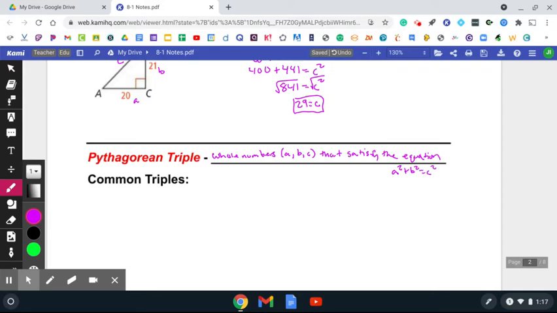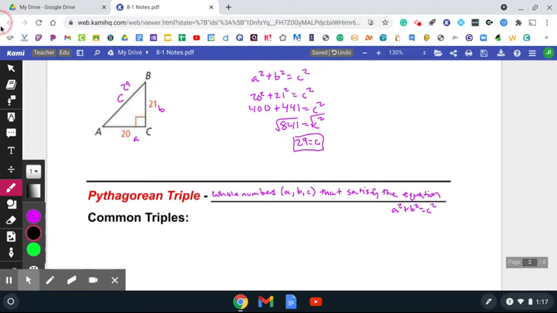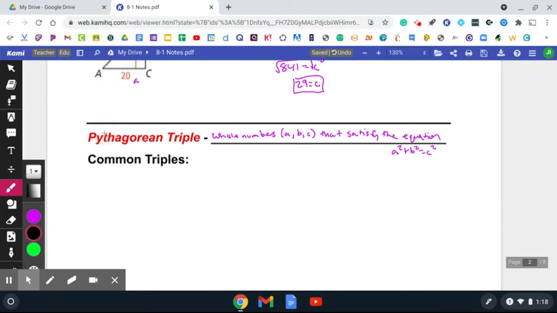So some common Pythagorean triples: when you say the three numbers, the biggest number in that triple has to be the number that goes along with the hypotenuse. The hypotenuse is always the longest side of that triangle. So a really common one is 3, 4, 5. It actually comes up a lot on the ACT if you plan on taking those. Other ones that come up are 5, 12, 13, 8, 15, 17, and 7, 24, 25.